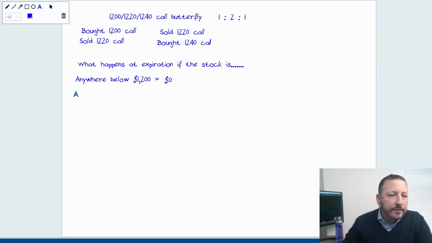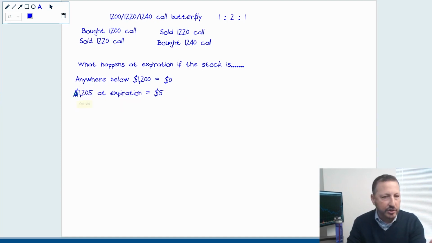What if we're at 1205? This is just going to equal $5. Our long part of the butterfly, the 1200, 1220 spread, is worth $5. The short 1220, 1240 is worth 0, so this would be 5.